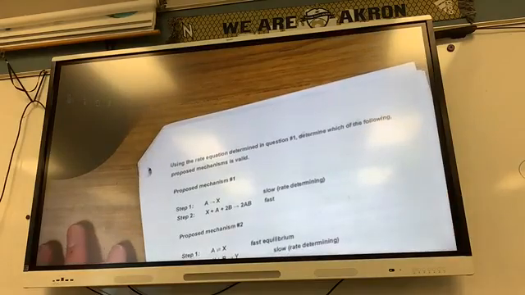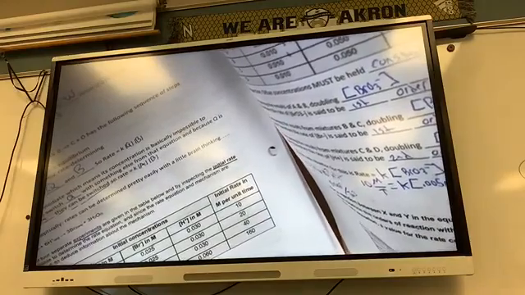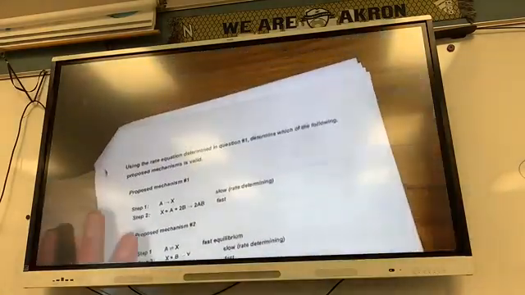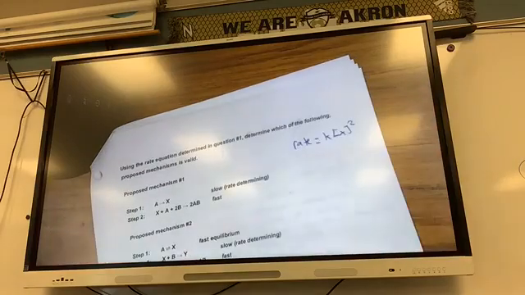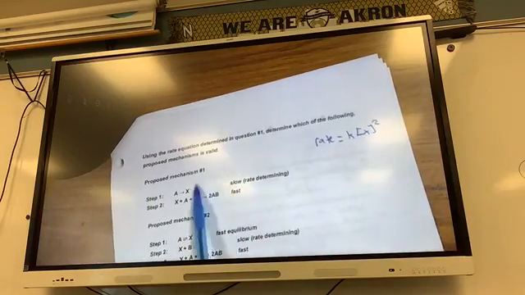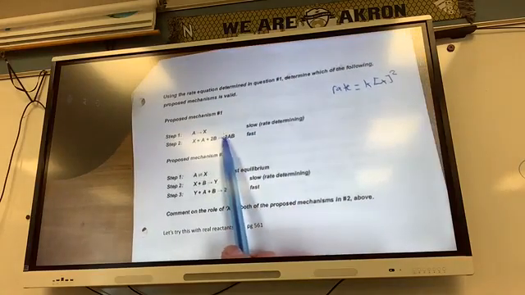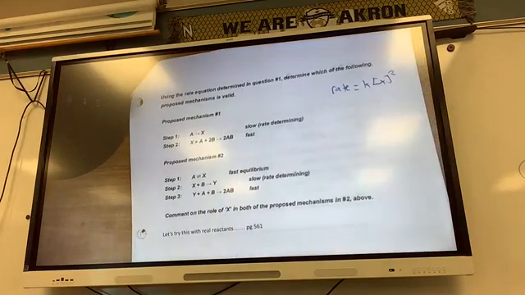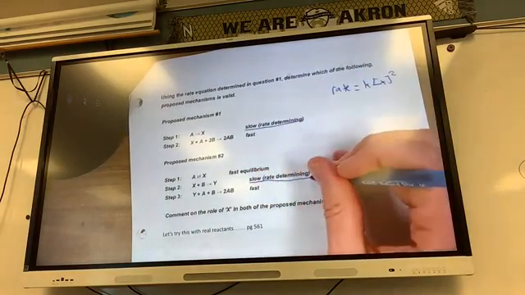Using the rate equation determined in question number 1. Question number 1 was x squared, right? So let's write that down: rate equals k times the concentration of x squared. Determine which of the following proposed mechanisms is valid. Is mechanism 1 valid, or is mechanism 2 valid? First thing to look at in a mechanism is the RDS, right? Here's my RDS on mechanism 1. Here's my RDS on mechanism 2.